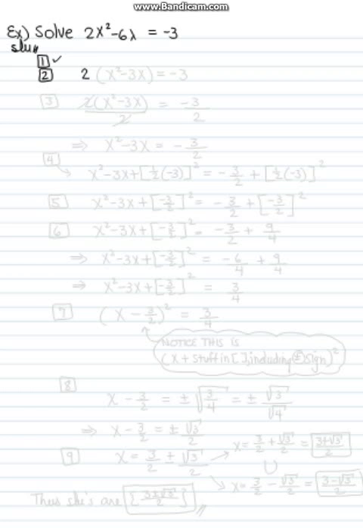So it's 2 times parenthesis x squared minus 3x. Now, if you forget that minus 3x, you're in big trouble. So don't forget to factor it out of both terms in the parentheses. Okay, so that's equal to negative 3. Step 3, we need to get rid of that number that we just factored out, and we do that by dividing both sides by that coefficient 2. Divide both sides by 2, it cancels. We get x squared minus 3x equals negative 3 halves.